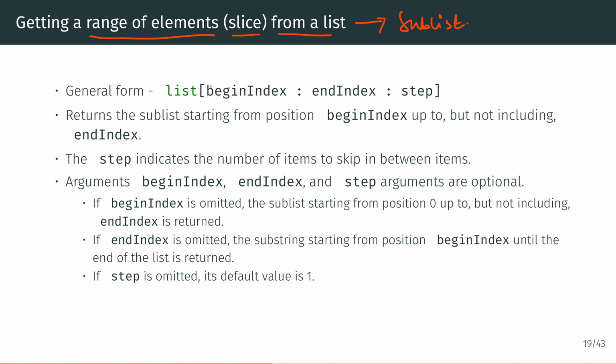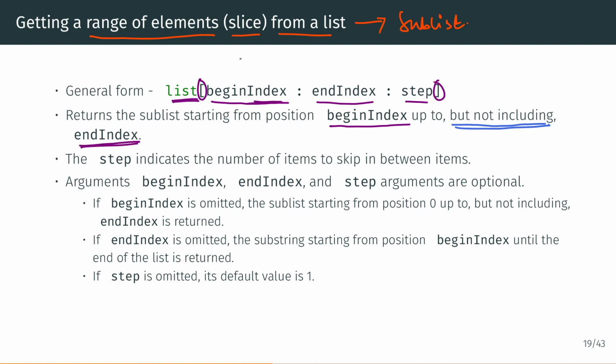The general form of doing that is using the name of the list, the square bracket notation, and then 3 arguments. The first argument is the begin index, the second argument is the end index, and the third argument is the step. Now this syntax returns the sublist starting from position begin index up to but not including your end index.